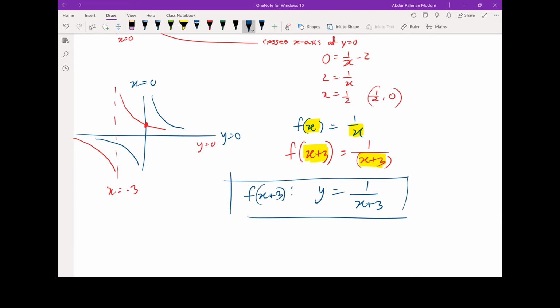Now I'm in a position to determine this intersection with the y-axis. It crosses the y-axis at x equals 0. Substitute x equals 0 in here, so we get y is equal to 1 over (0 plus 3), which is a third. So the coordinate is (0, a third), the point of intersection.